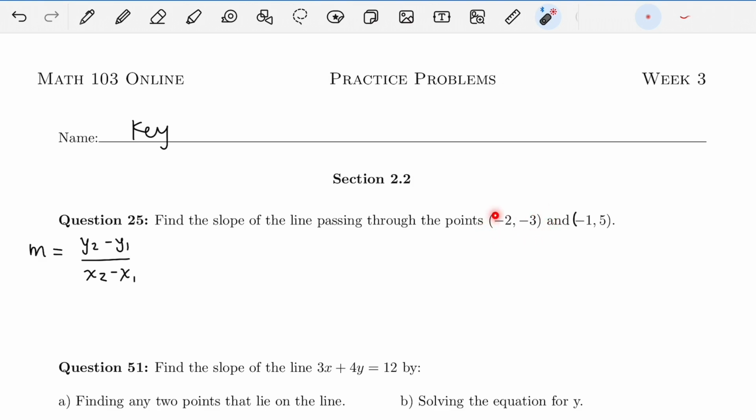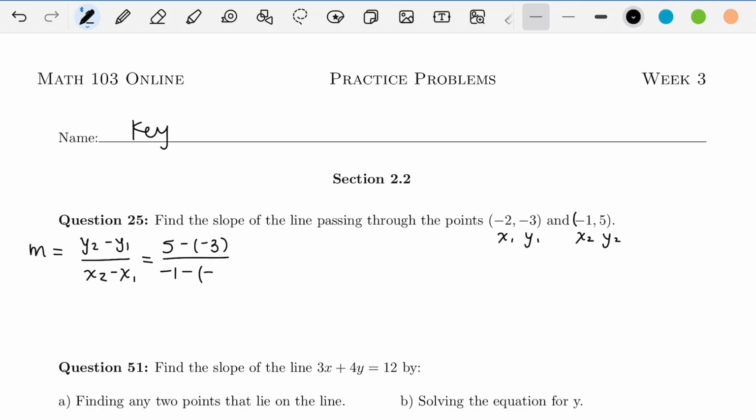So if this is my first ordered pair, this is going to be my first x and my first y coordinate. So I can call this x sub 1, y sub 1, and this guy will be x sub 2 and y sub 2. So now we're just going to plug this into our formula here. Our y2 is 5. Then we're going to subtract out whatever our y1 is. Our y1 is negative 3. And then on the bottom, we have x2 is negative 1, and we're going to subtract out our x1. And our x1 is minus 2.